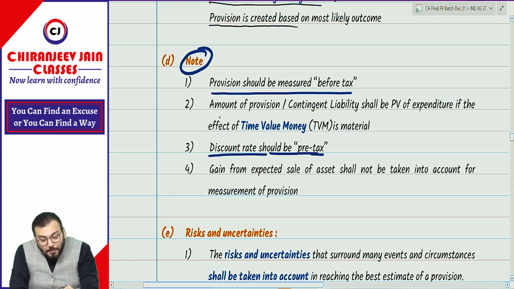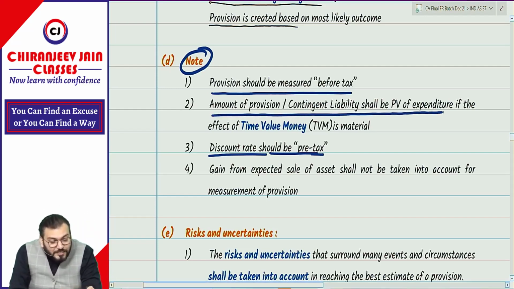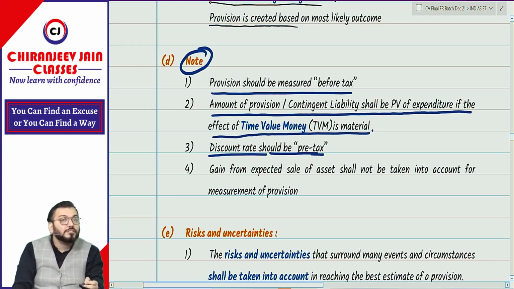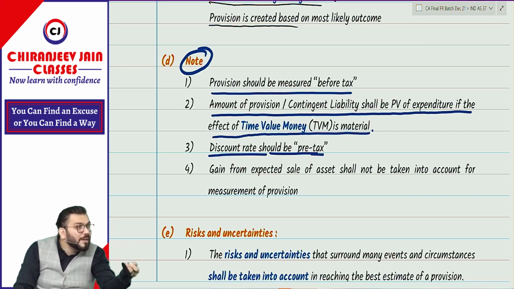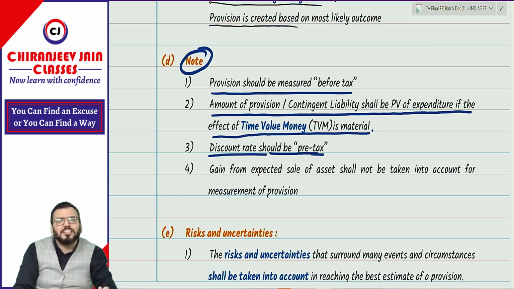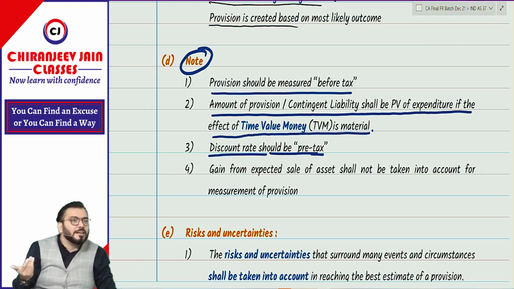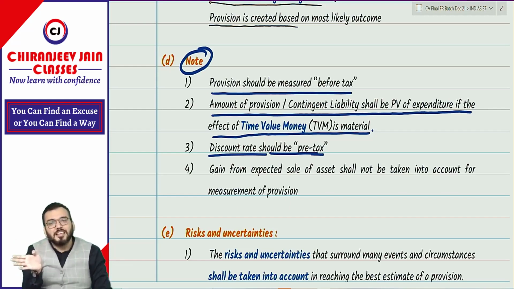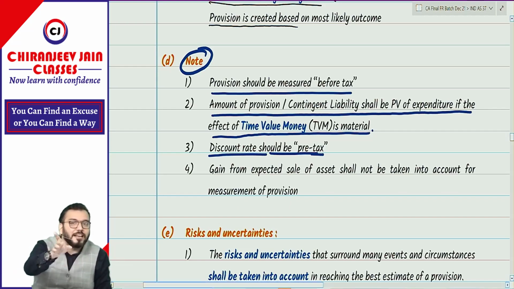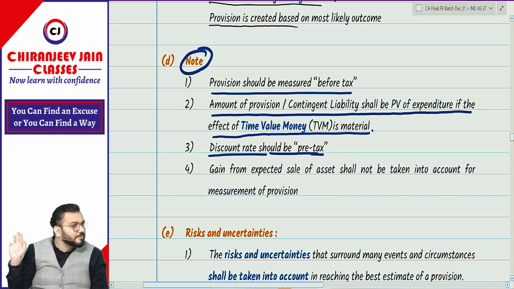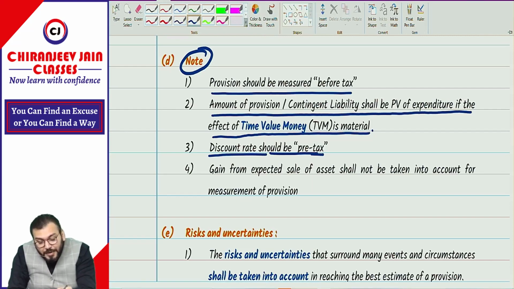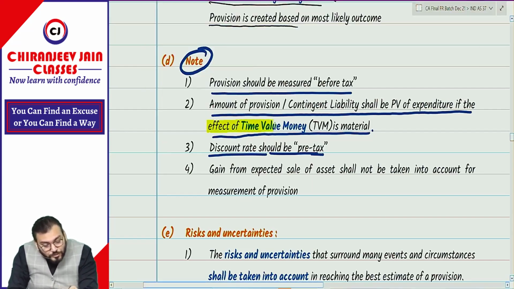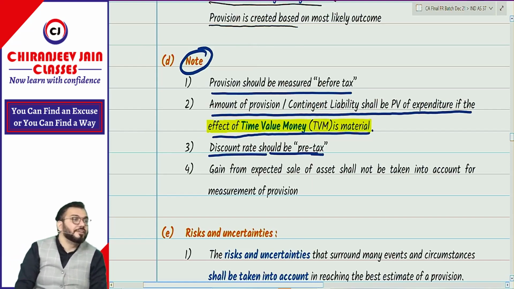Yes, sir. Amount of provision shall be the present value of expenditure if the effect of time value of money is material. Now you have understood when the time value of money will be material. If it is payable after 1 year from the reporting date, then we'll assume that the time value of money is material from the examination point of view. Practically, apply the facts and circumstances of that case. Understood? Yes, sir. So what is the keyword? The keyword is that the time value of money is material. This is the keyword. In exam, you should mention this when you are doing discounting.